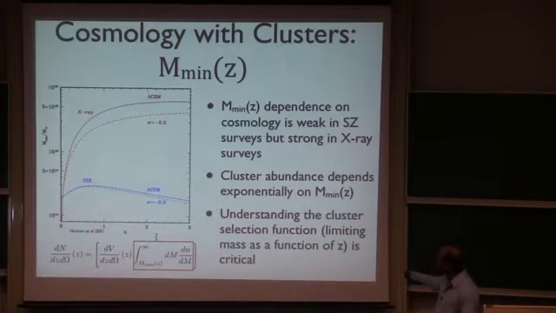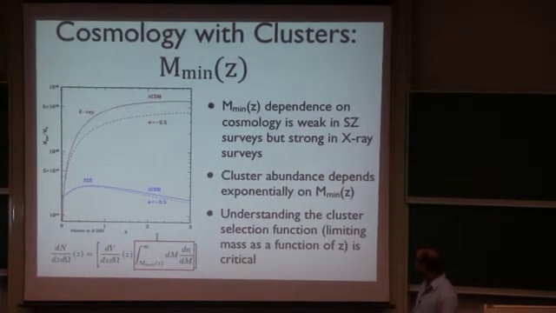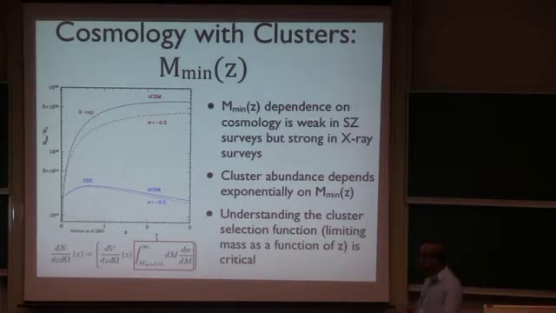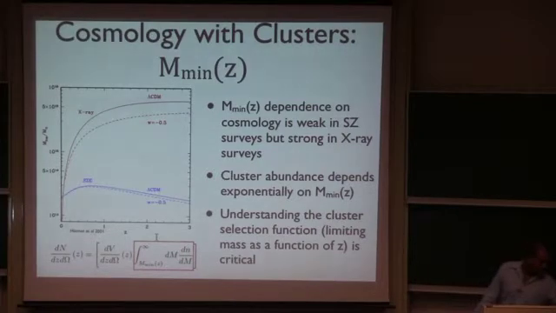And it's important because if you look at the formula again, this enters in the mass function, which is an exponential function of the mass. So this minimum mass can change the number of clusters significantly if you get it slightly wrong. So understanding the cluster selection function, which is basically your limiting mass as a function of redshift, is very critical in this game.